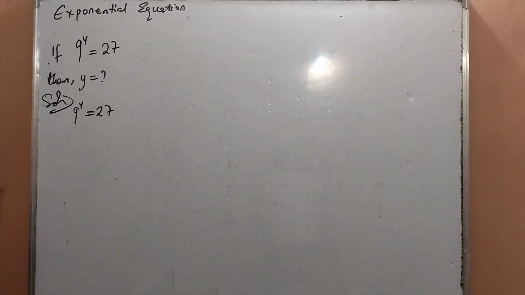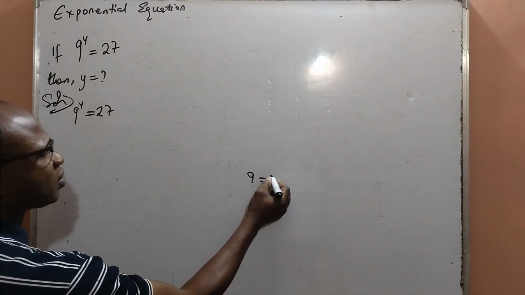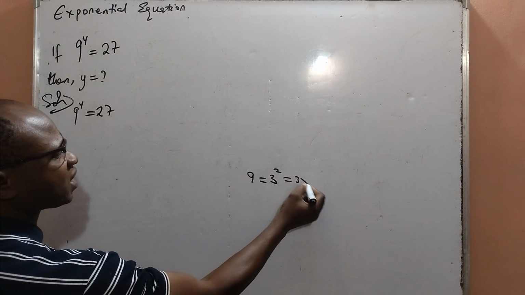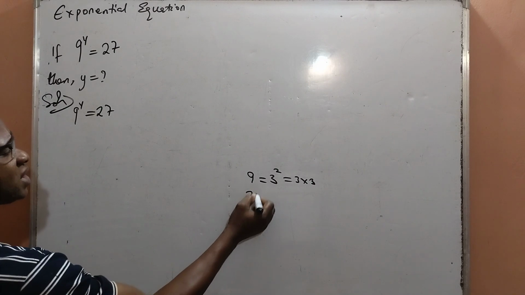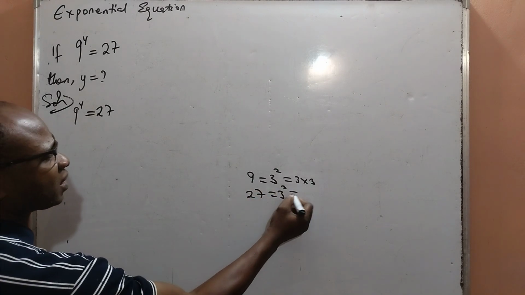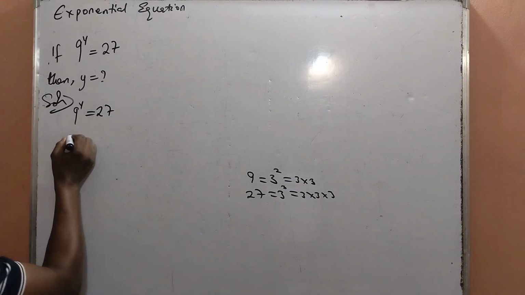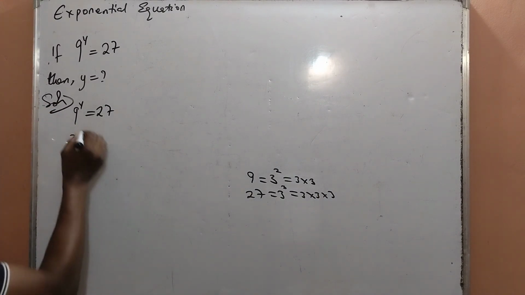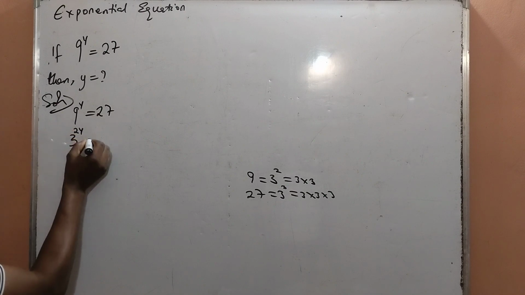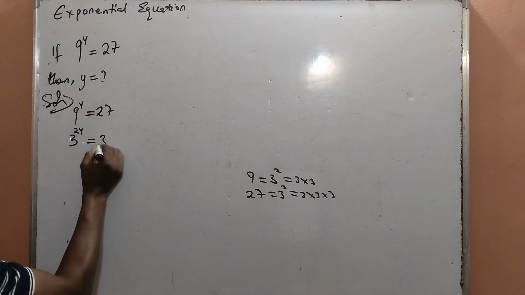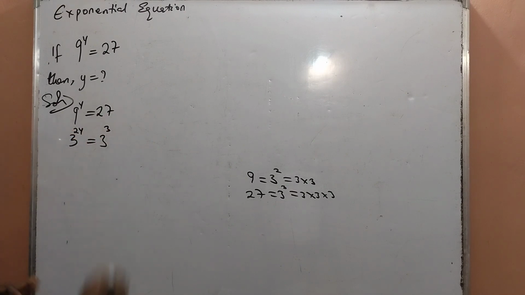Putting 27 in index form and 9 also in index form, 9 is equal to 3 raised to the power 2, which means 3 multiplied by 3. 27 is equal to 3 raised to the power 3, which means 3 multiplied by 3 multiplied by 3. Therefore, 9 is 3 raised to the power 2, then raised to x, equal to 27, which is 3 raised to the power 3. Okay?